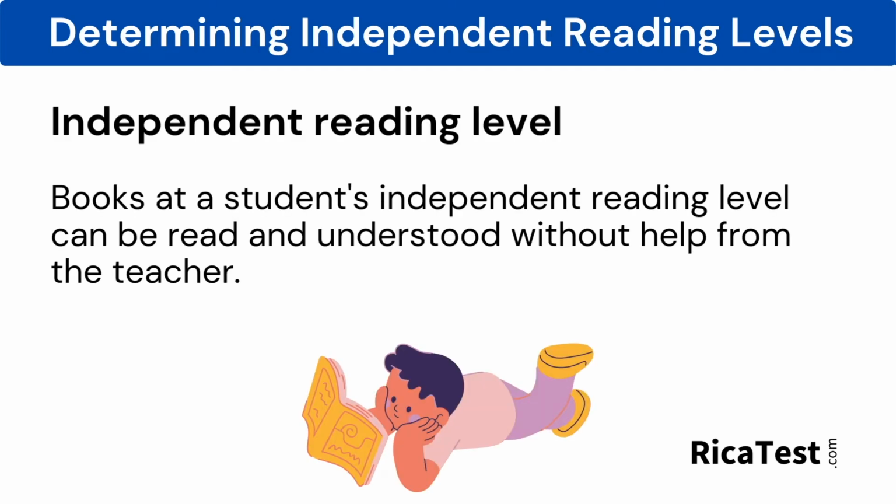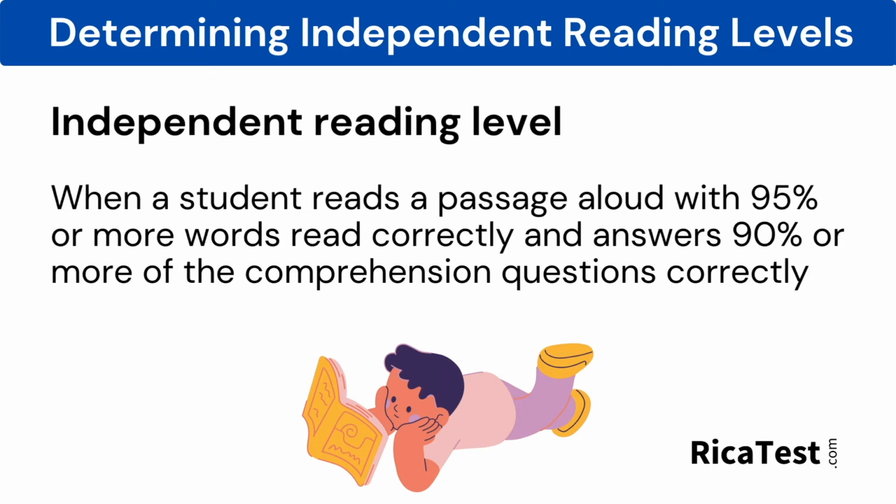Books at a student's independent reading level can be read and understood without help from the teacher. A student's independent reading level is reached when the student reads a passage aloud with 95% or more words read correctly and answers 90% or more of the comprehension questions correctly.